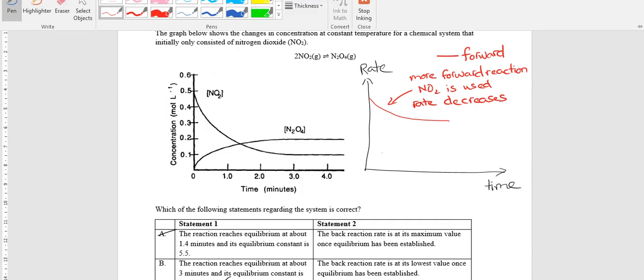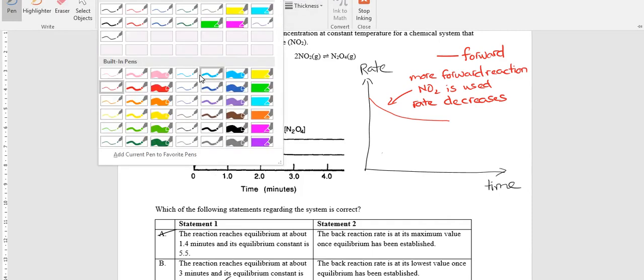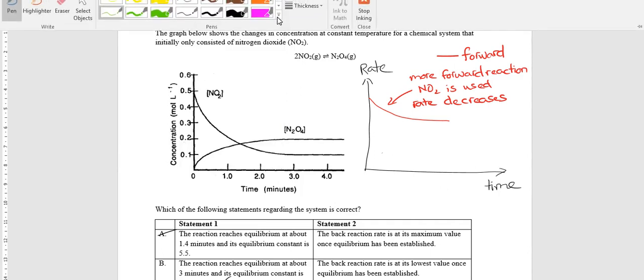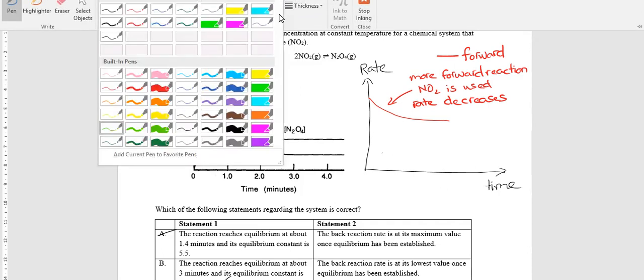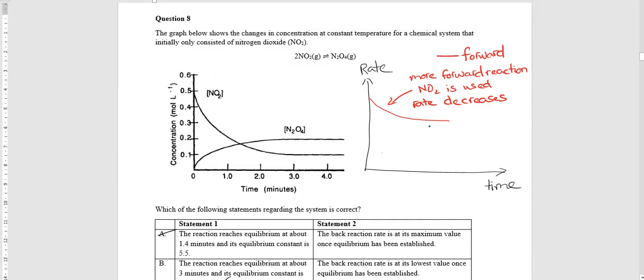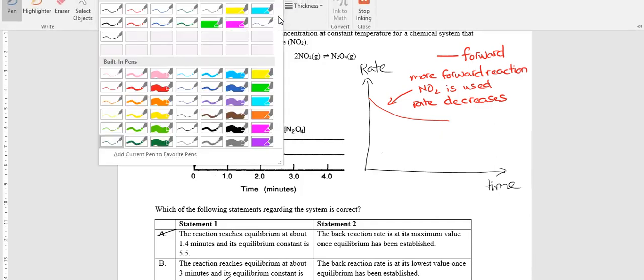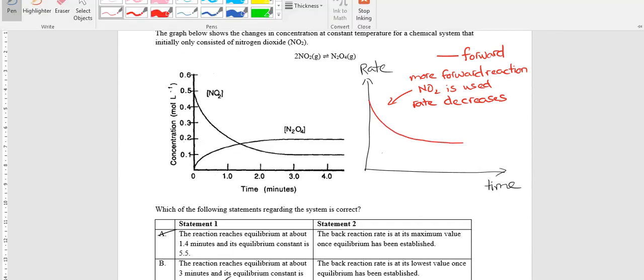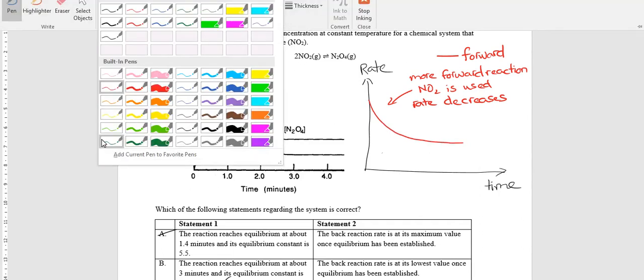Now, if we think about what happened to the back reaction, and I'm not drawing this to scale because I think the scale is slightly off in terms of how much the forward goes down, but let's just assume that it only goes down. Okay, I think I may have to redraw that just so that it goes down a little bit more so that it looks more logical. Okay, let's just say that it looks like that. So eventually it becomes constant, which is when equilibrium is reached.